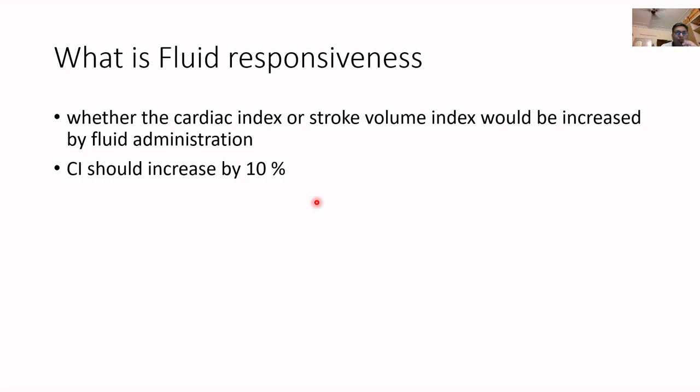Some caveats have to be understood. Despite the perfusion being okay, a patient may be fluid responsive. That doesn't mean that we need to give fluid to that patient. And despite being fluid responsive, a patient may be fluid intolerant or may develop signs of venous congestion, lung flooding like B-lines, crepitations. So that we have to understand.